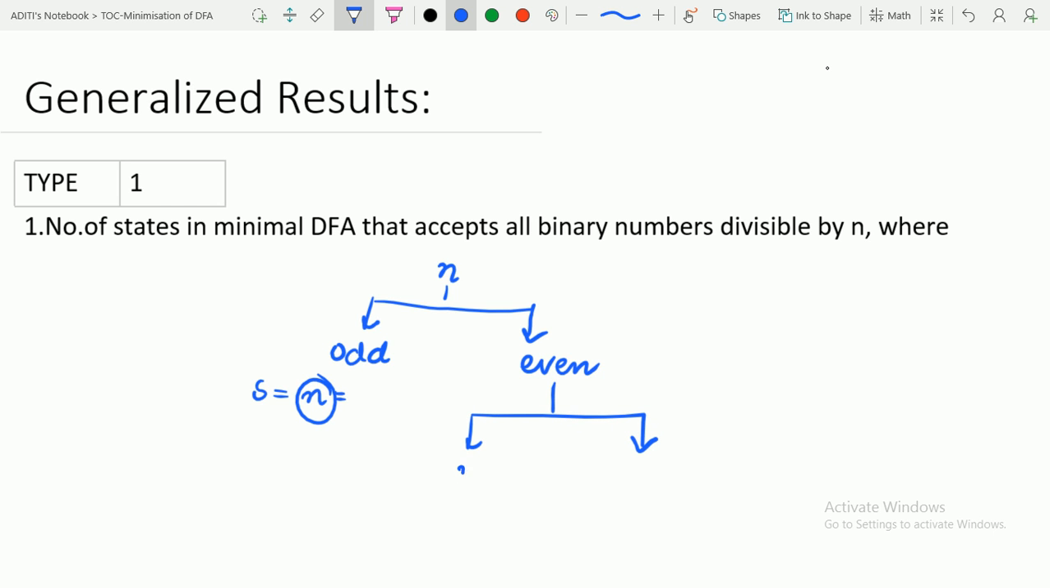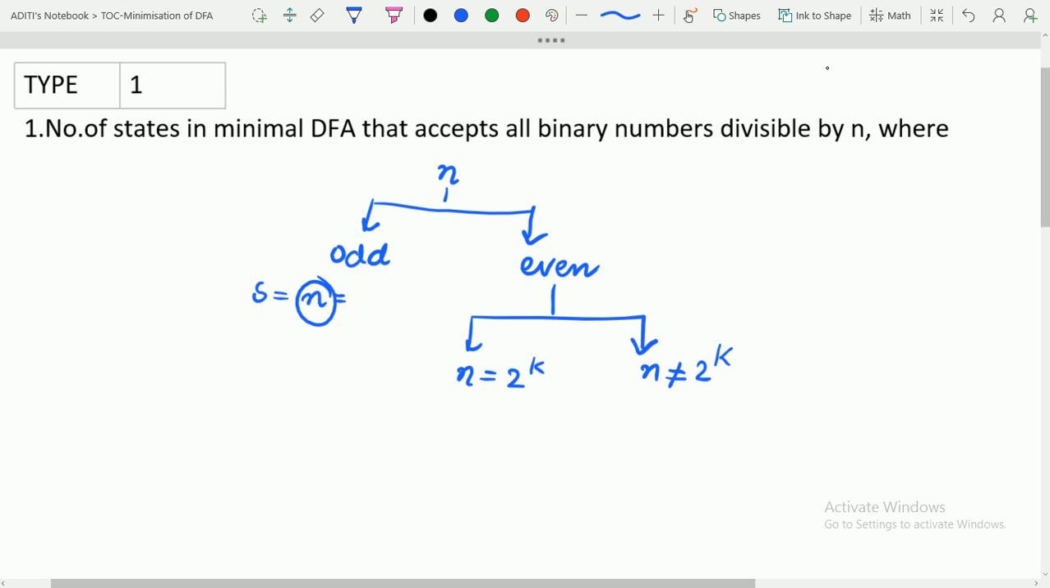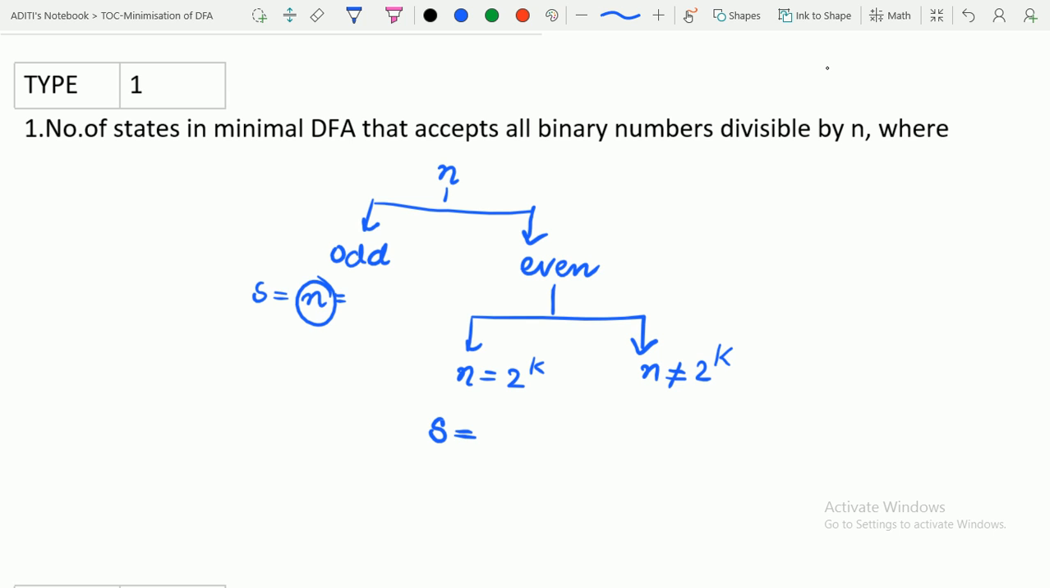That is, if n is equal to 2 to the power k, or n is not equal to 2 to the power k. If n is equal to 2 to the power k, then simply the number of states in the minimal DFA will be equal to k plus 1. And if n is not equal to 2 to the power k, then again two possibilities occur: n by 2 is even and n by 2 is odd.